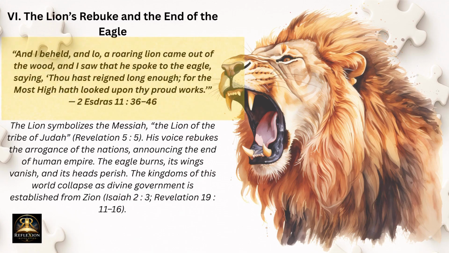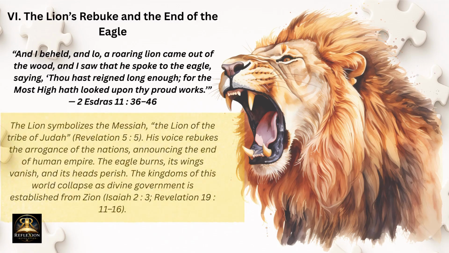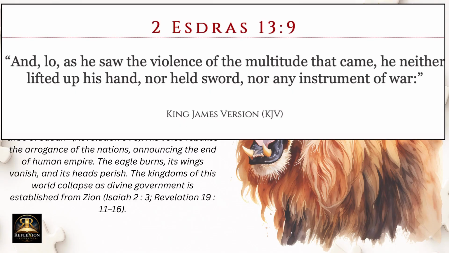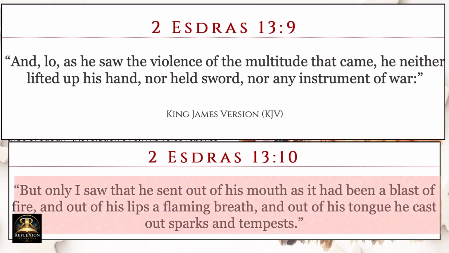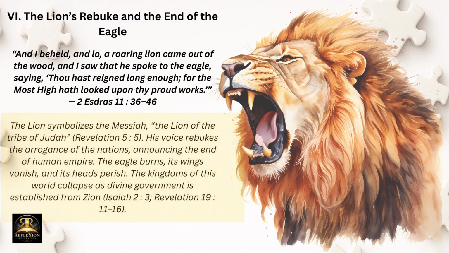"And I beheld, and lo, a roaring lion came out of the wood, and I saw that he spoke to the eagle, saying," and I wonder who the lion is, "thou hast reigned long enough, for the Most High hath looked upon thy proud works." Proud works. The lion symbolizes the lion of the tribe of Judah. His voice rebukes the arrogance of the nations. More importantly, his voice, the word of Yahuwah. When you look at 2nd Esdras in that battle, it's his mouth that's making all the destruction happen. So this voice rebuking is a lot more. Anyway, announcing the end of human empire. The eagle burns, its wings vanish, and it perishes. The kingdom of this world collapses as divine judgment is established from Zion.